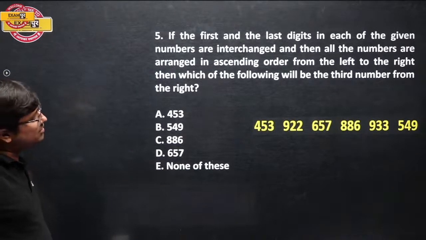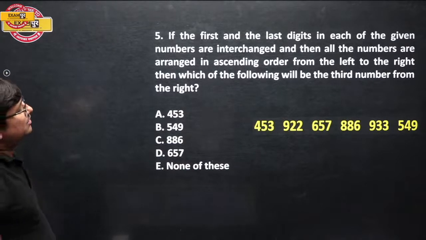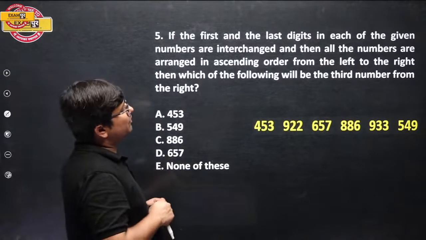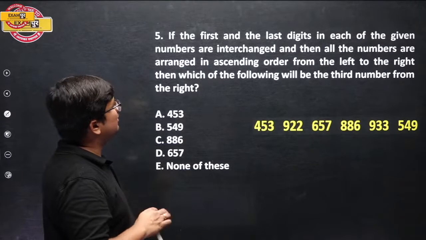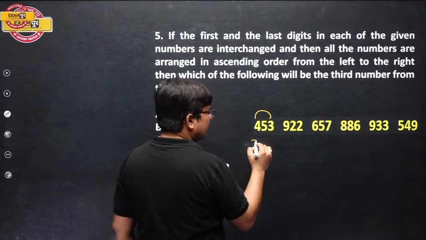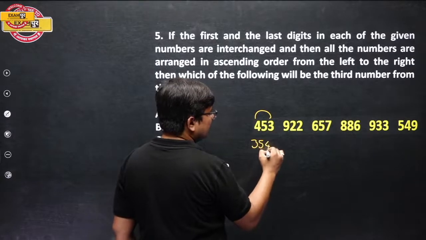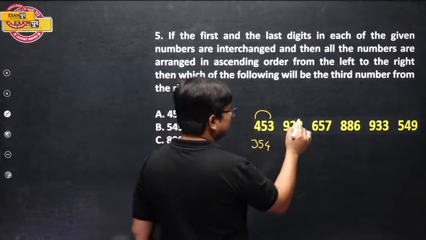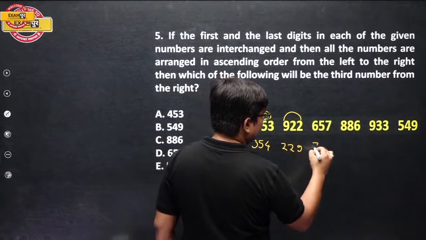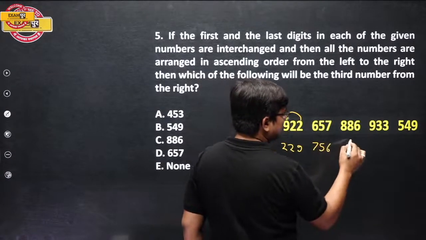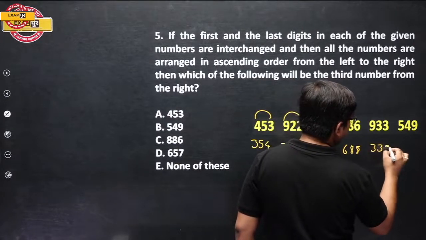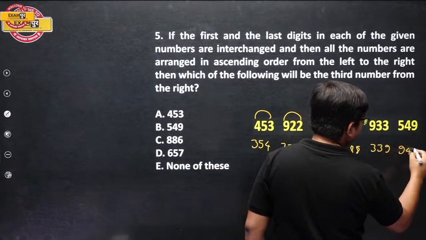If the first and the last digit in each of the numbers are interchanged. So now see, if the first and last digits in each of the numbers are interchanged, in a 3-digit number the number itself will reverse. It will become 344. It will become 229. It will become 756. It will become 688. It will become 339. It will become 945.